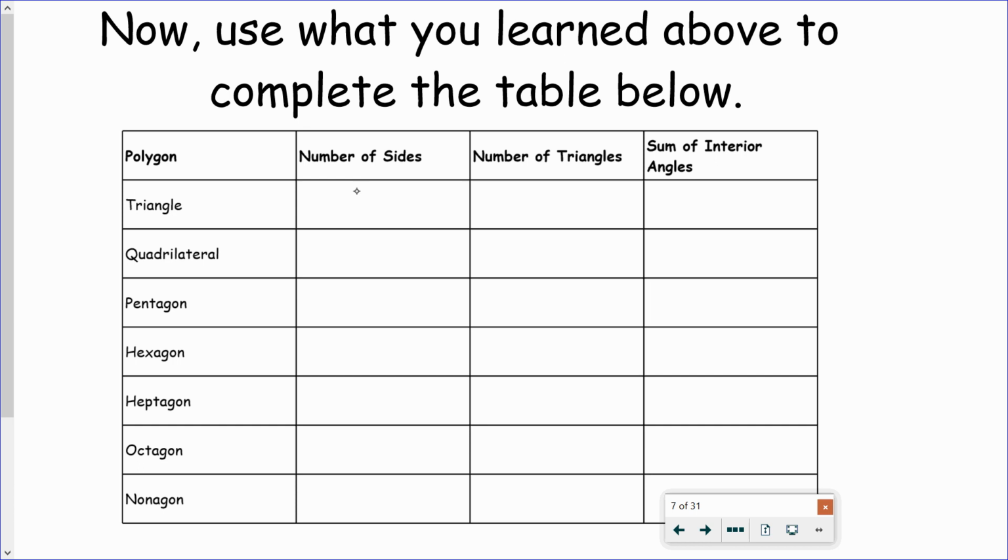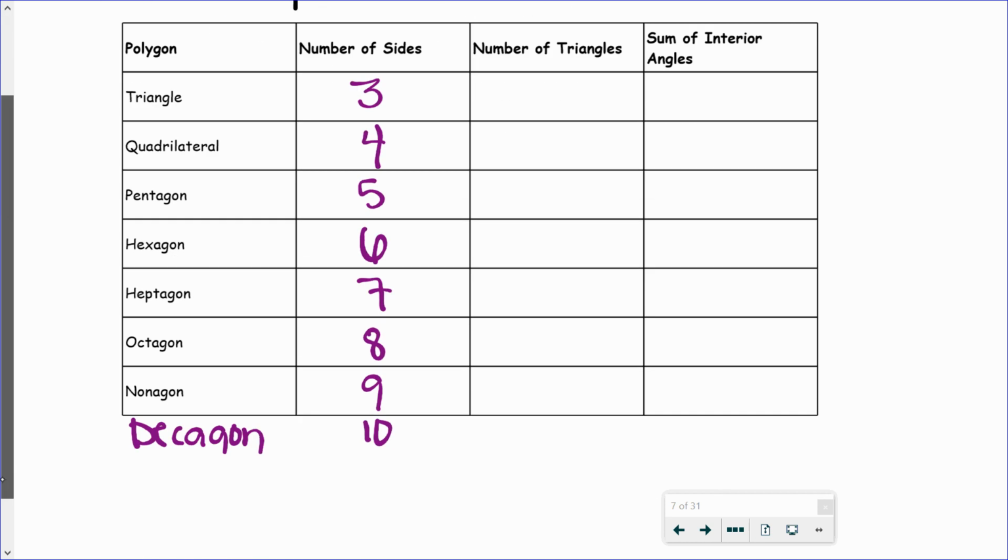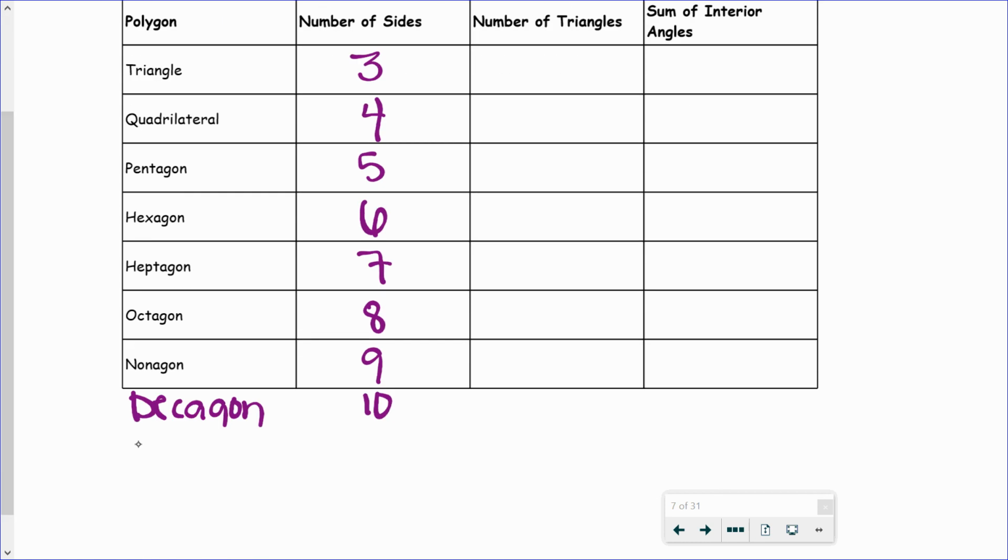A triangle has, whoops, not 4. Hello, Mrs. Peterson. A triangle has 3 sides. A quadrilateral has 4. A pentagon has 5. A hexagon has 6. A heptagon has 7. An octagon has 8. A nonagon has 9. And just so you know, a decagon has 10.